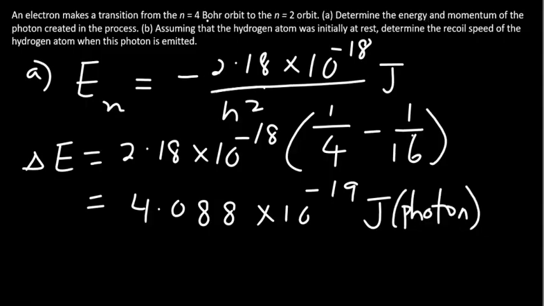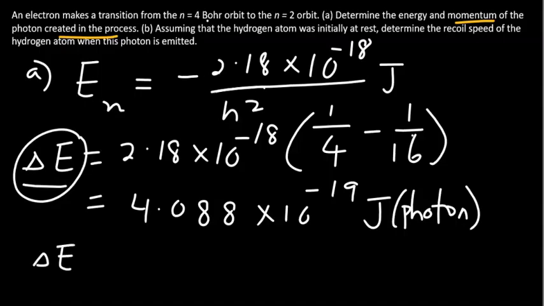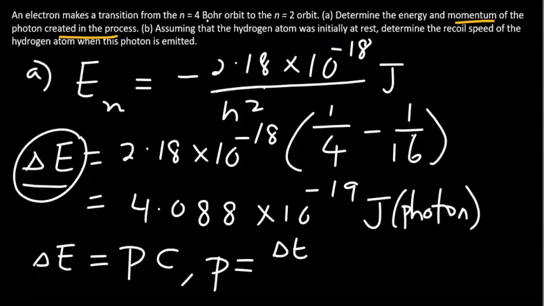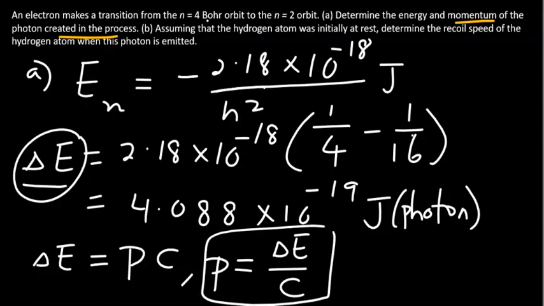Now let's look at the momentum of that photon created in this process. The momentum of that photon and the energy of the photon, namely this, are related in the following manner. The energy of the photon equals the momentum of the photon times speed of light. So therefore the momentum of the photon is the energy of the photon divided by speed of light. Now we use this expression for the energy of photon because photon is massless.